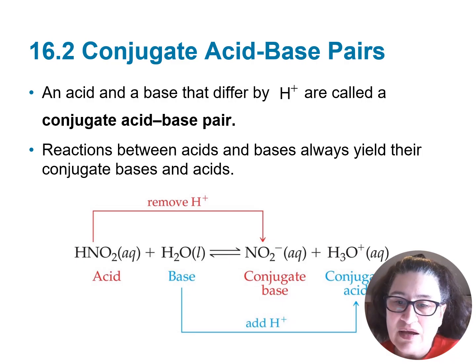Now, whenever we have a reaction, an acid is going to produce a substance that's called the conjugate base. The conjugate base is the substance that's formed when the acid donates that proton. And when a base accepts the proton, it produces the conjugate acid.